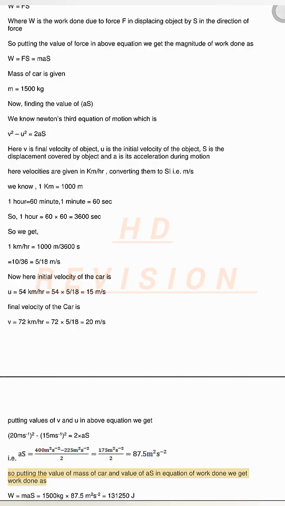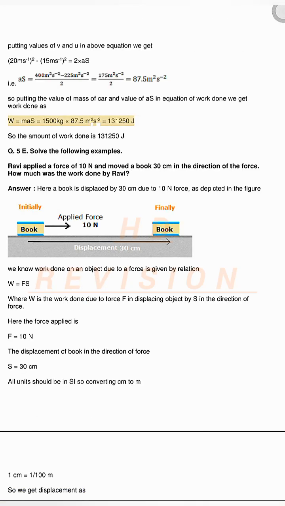So putting the value of the mass of the car and the value of as in the equation of work done, we get work done W equals mass times as equals 1,500 kilograms times 87.5 meters squared per second squared equals 131,250 J. So the amount of work done is 131,250 J.